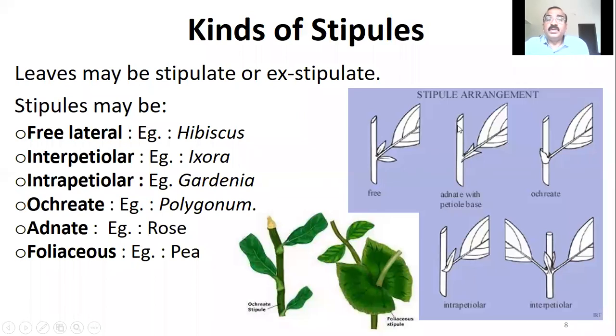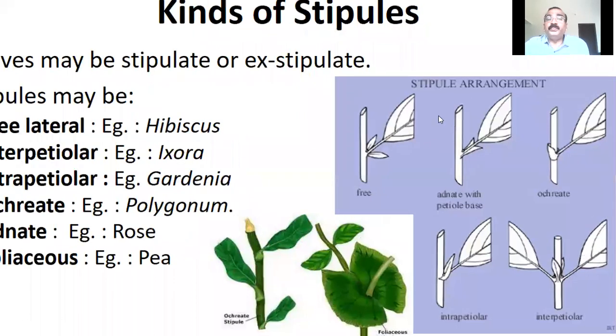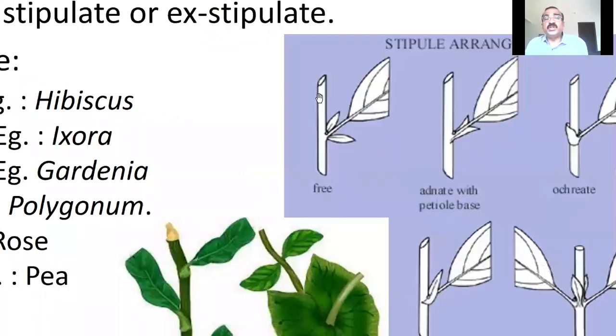See, look at this. This is free lateral stipule. See, if you have a hibiscus plant at home, look at it now. At the base of the petiole you will find two scale-like structures. These are green scale-like structures on either side. So they are called free lateral. There are two stipules laterally on either side of the petiole, and each one is free. Therefore, this is called a free lateral. The best example is hibiscus plant.